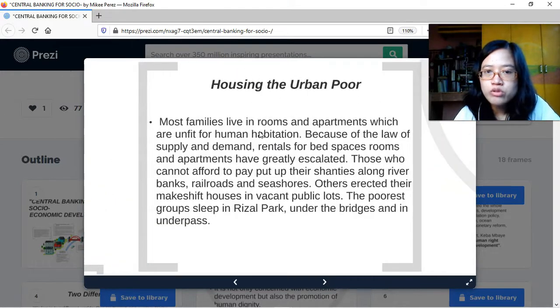Housing the urban poor. So most families live in rooms and apartments which are unfit for human habitation. Because of the law of supply and demand, rentals for bed spaces, rooms, and apartments have greatly escalated. Okay? Those who cannot afford put up their shanties along river banks, railroads, and seashores. So what do we call that? Others erected their makeshift houses in vacant public lots. The poorest groups sleep in Rizal Park, under the bridges, and in underpasses. Okay? So there are a lot of people who remain in the streets, right?